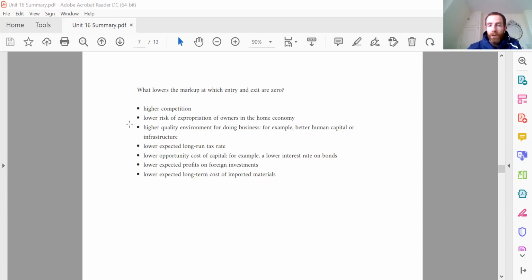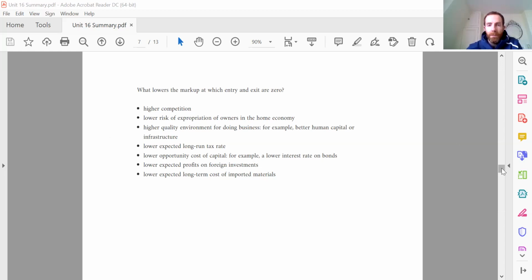All of those things are going to make firms think, now I would need to see a lower level of markup to convince me to enter that industry. The first one, the higher competition, is slightly different. It's basically saying that firms are now expecting a higher level of competition when they're making sales, and so they would accept a lower level of equilibrium markup because they're thinking there's going to be higher competition.